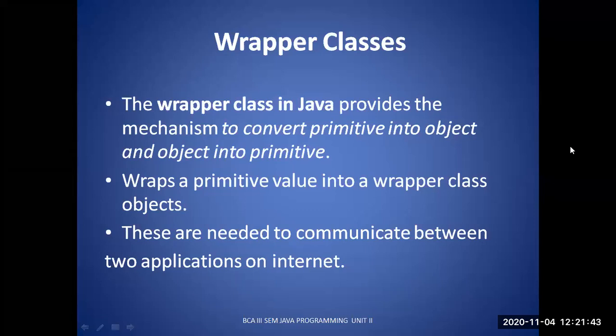So the mechanism used in wrapper classes is that they convert primitive types into objects and objects into primitive types. So it is the wrapping of a primitive value into a wrapper class object. That is the main mechanism of the wrapper classes. And they are used in communication between two applications on the internet.